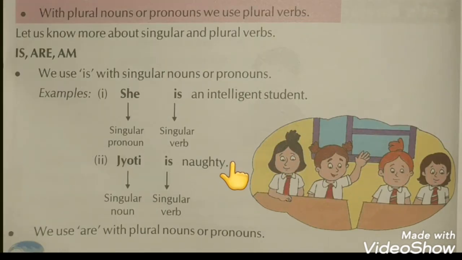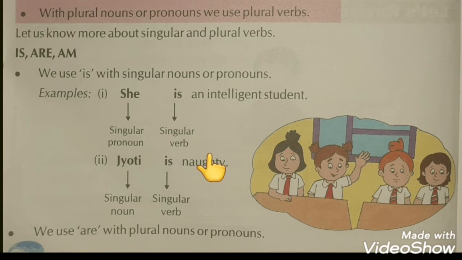Let us know more about singular and plural verbs. Is, are, am. We use is with singular nouns or pronouns, as you know, with she and Jyoti. Jyoti is a singular noun, she is a singular pronoun. So with both she and Jyoti we use is, because is is a singular verb.